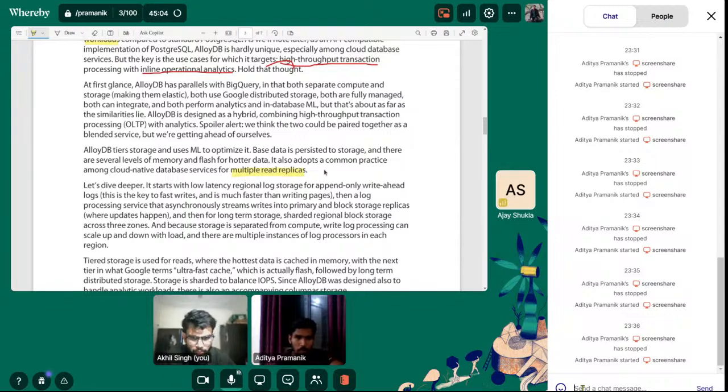So what I'm trying to do is I have highlighted this read replicas one time, and I'm trying to break it down with the help of you, Ajay and Akhil. So we'll try to look into what read replicas are and how they work.